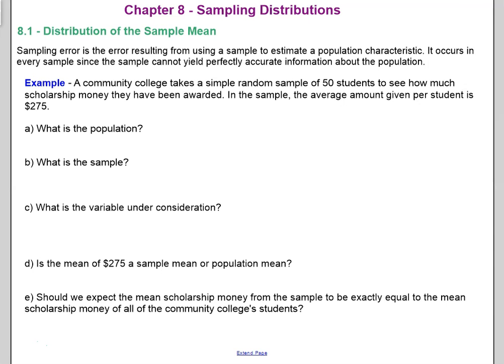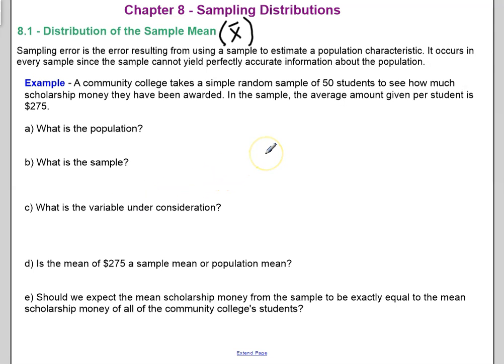So Chapter 8 is all about sampling distributions. First we kind of have to understand what a sampling distribution is. We've got two sections in this chapter. The first section we're going to be looking at the distribution of sample means, which remember, a sample mean of course is x bar, right? So we'll be dealing with x bar in this first part. And the second section we're going to be looking at proportions, which we'll call p hat.